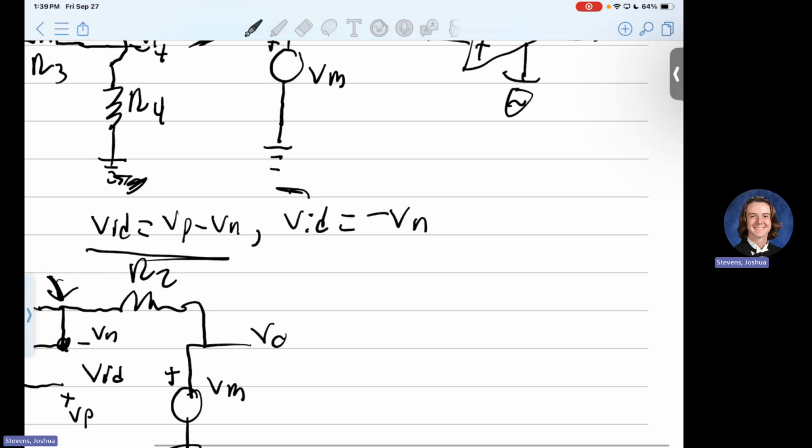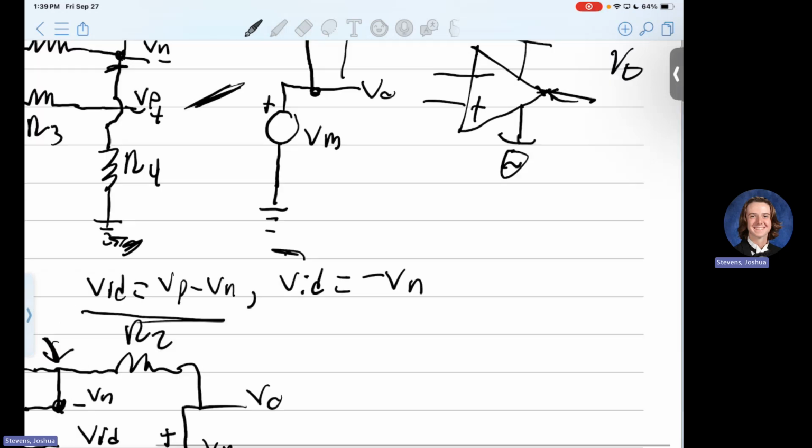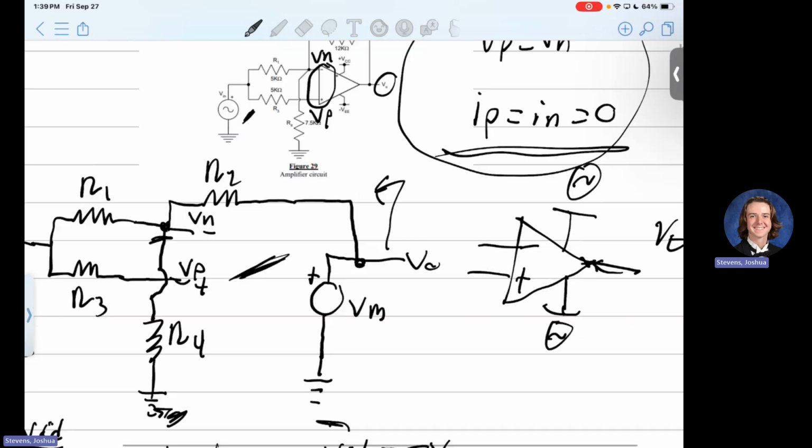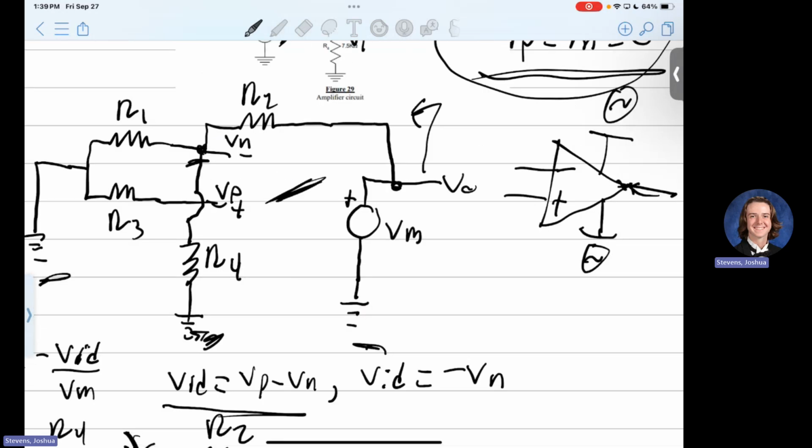ID equals Vp minus Vn. Okay. Vp is 0 in this instance, and in most instances y'all are going to look at, because IP equals In equals 0. That is an ideal op-amp equation. And since Vp and Vn equal each other, both of them theoretically would be 0. So Vp and Vn are 0 at the moment, but we haven't accounted for the feedback of Vo.